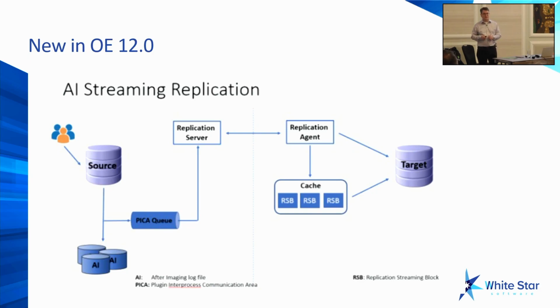In 12, the way this works is that the blocks are streamed from the REPL server to the REPL agent immediately, and the agent will queue them in a cache on the target side. So in that scenario, if your target fell behind, it would still have all the data that it needs. So if your source went away, it could simply roll forward all those blocks from this RSB cache, replication stream block cache. And then it could catch up, and so the upshot here is that you're going to have less data loss in that scenario.